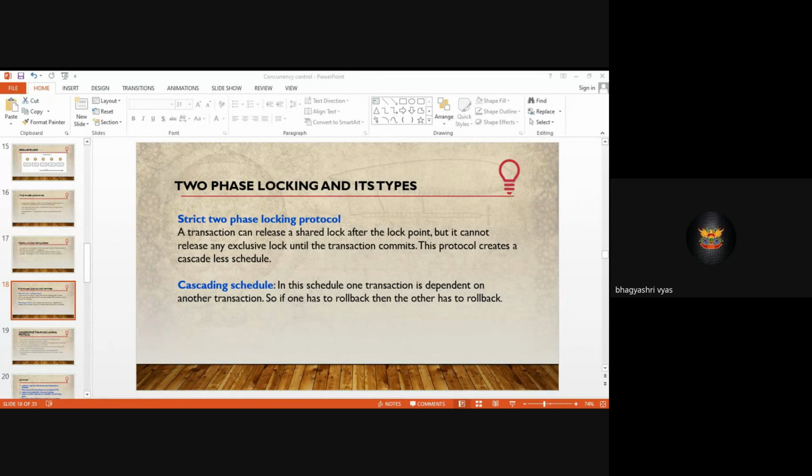Okay, now the second one is cascading schedule, or we can say cascading rollback. In this schedule, one transaction is dependent on another transaction. So if one transaction has to roll back, then the other has to roll back. Okay, see, these are the conditions which you need to deal with. According to the condition or the application, you can use the protocols.